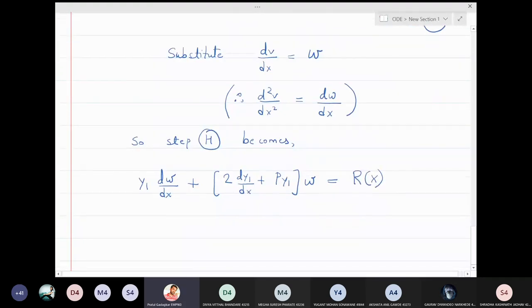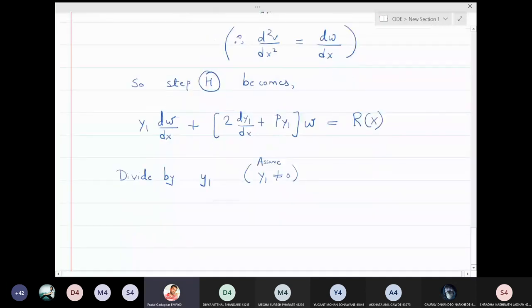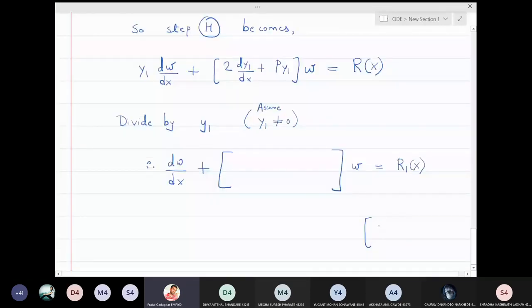Okay, and now what is this actually looking like? So I will divide by this y1. Now why can I divide by y1? y1 is not equal to 0 because we are going to take a non-trivial solution of the equation 2. Okay, so let me assume here that y1 is not a zero solution. So this means that dw by dx plus something times w is equal to something, let me call it r1 x. What will be r1 x? r1 x is r x upon y1 because I'm dividing by y1. The coefficient of w is 2 dy1 by dx upon y1 plus p, because I'm dividing p y1 by y1.